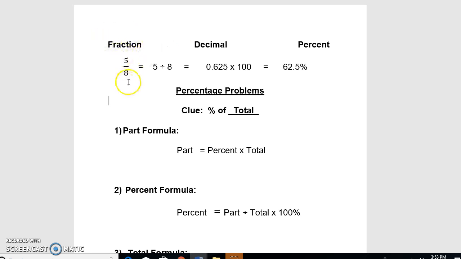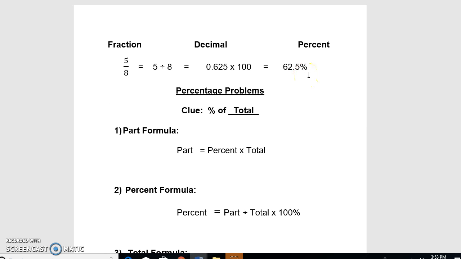A fraction is always the top number divided by the bottom. So 5/8 would be equal to 5 divided by 8, and you do that on your calculator and you would get the decimal number of 0.625. So that would be how you change a fraction to a decimal number. And then to change a decimal number to a percent, you would have to multiply by 100, and that would change the decimal into a percent.